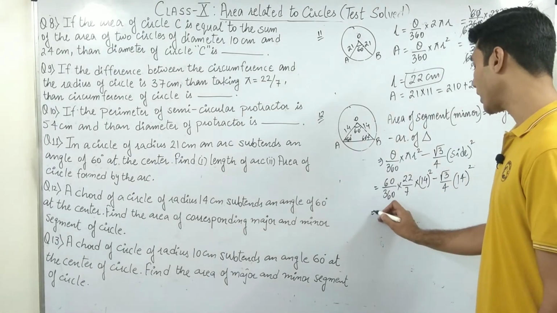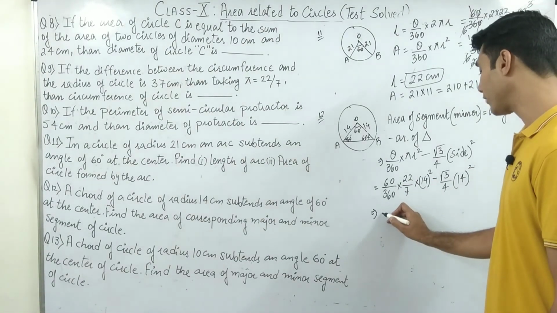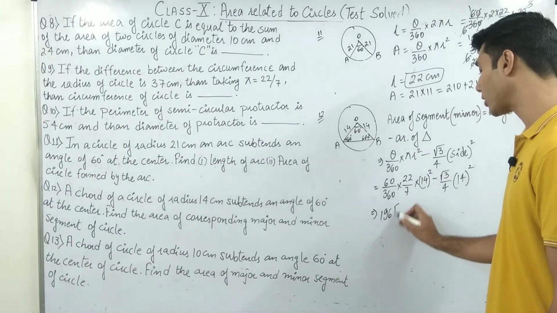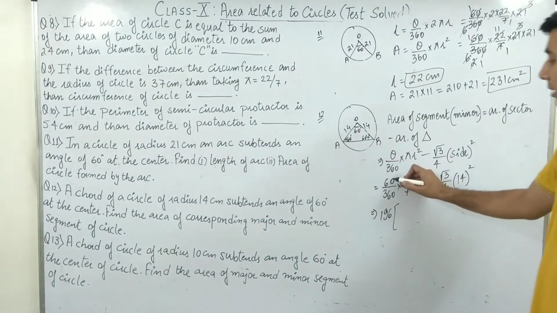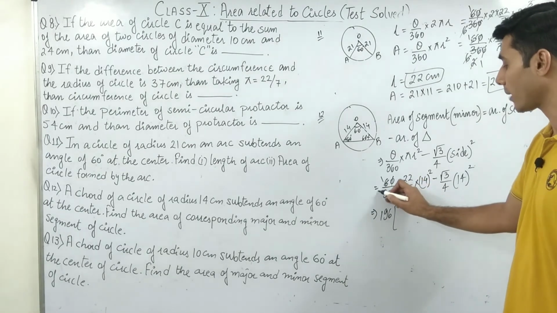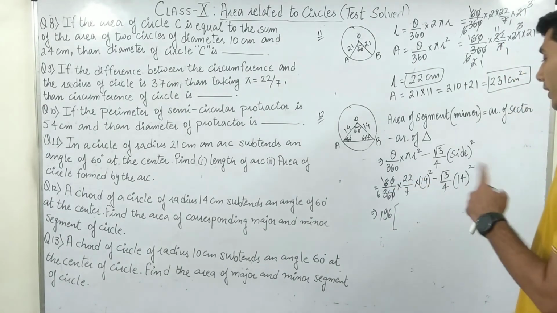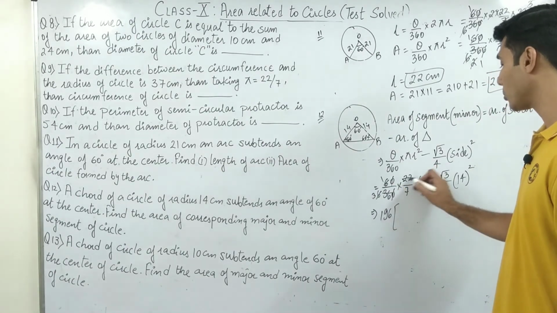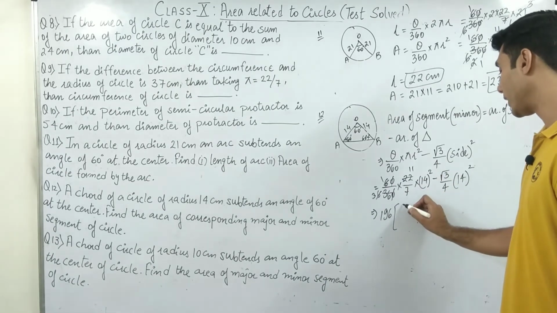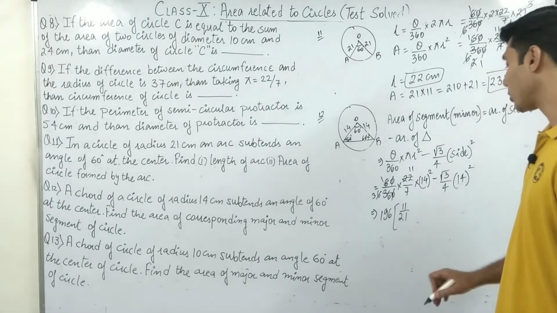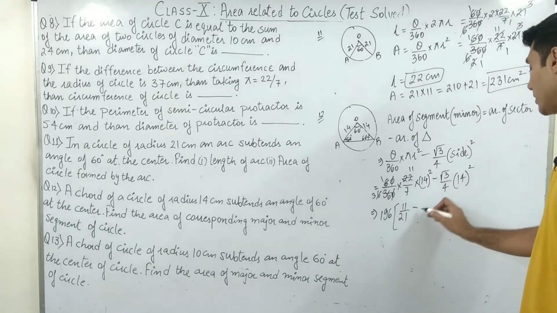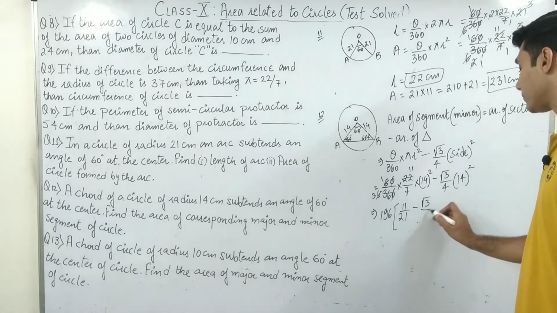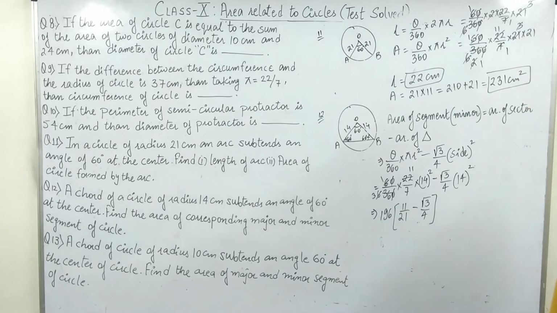14 was already given to you in both places, so I took 14 square, that means 196, common outside. What remains inside? 0 and 0 cancel. 6 times 1, 6 times 6. Correct? So this is 22 upon 7 into 6. So 2 3s are 6, 11 times, so this will be 11 upon 21. So 11 upon 21, 14 square has already gone outside, minus √3 upon 4. Correct? Now it should be equal to 196 in bracket 21 and 4.